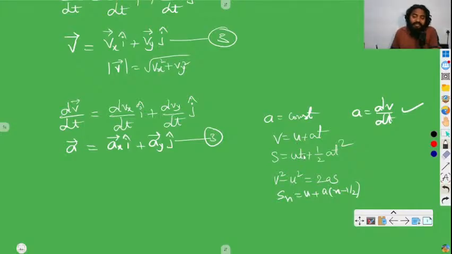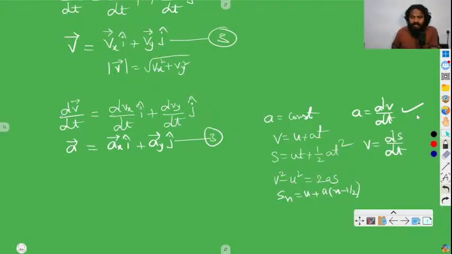Clear? If it is not, then you have to use a = dv/dt. At the same time v = ds/dt. By using these two equations only you have to substitute, right? You can change them even to integration also, right? We will learn them while solving the problems, right?